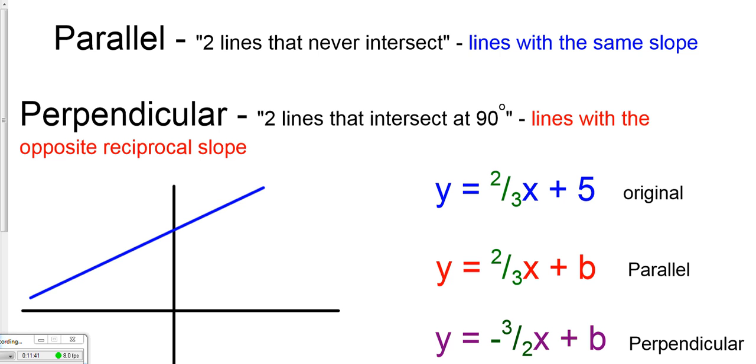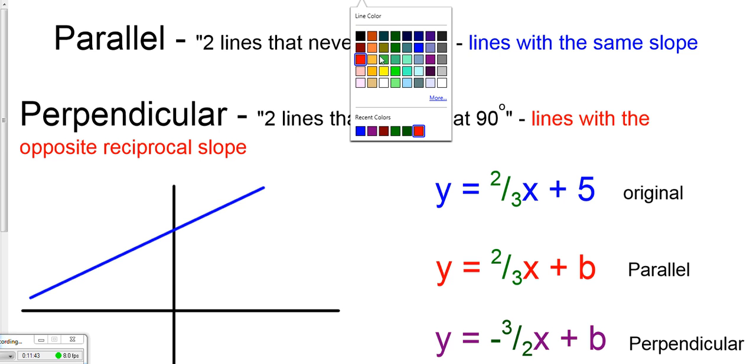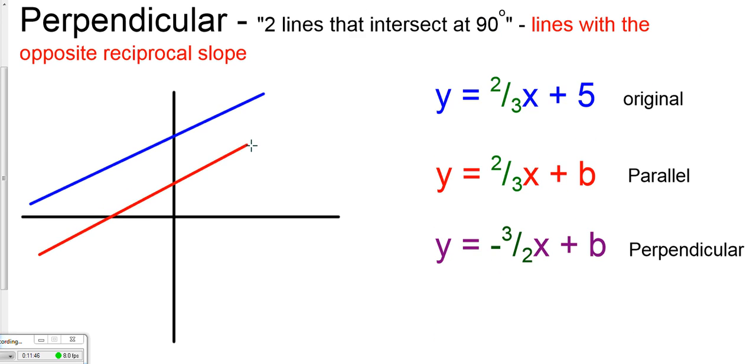So let's look at, I'm going to make a red line here. It's not going to be exact, but we're going to say that this red line is parallel to that blue line. By that, we mean that they never ever intersect. These two lines never touch each other, so they are parallel. I can move this anywhere I want, and if this extended on forever, it still would never touch this line. So if the original, the blue line, has the equation y equals 2/3 x plus 5.